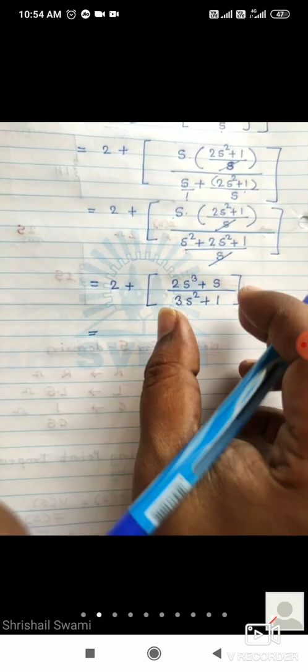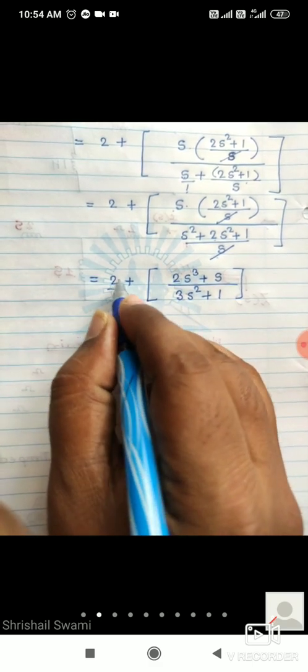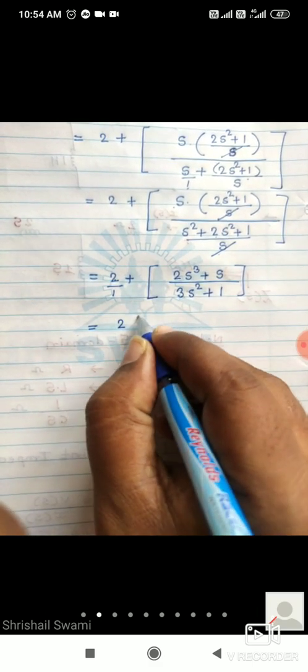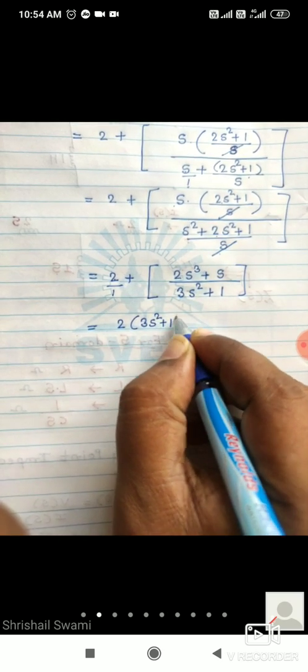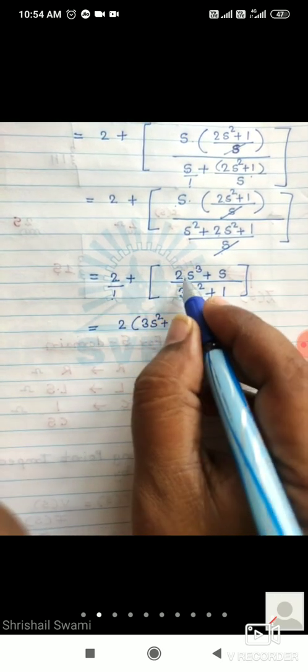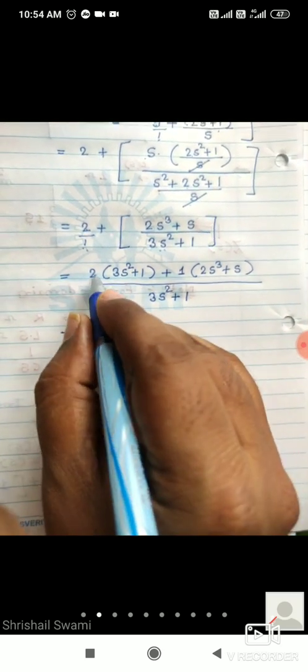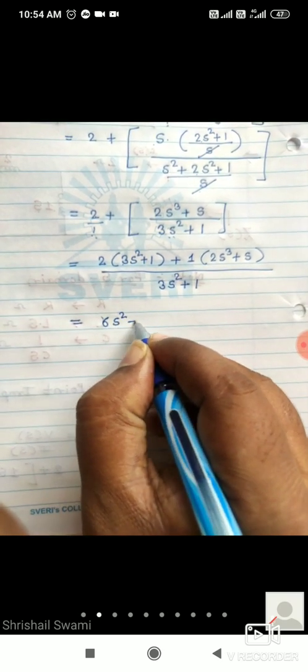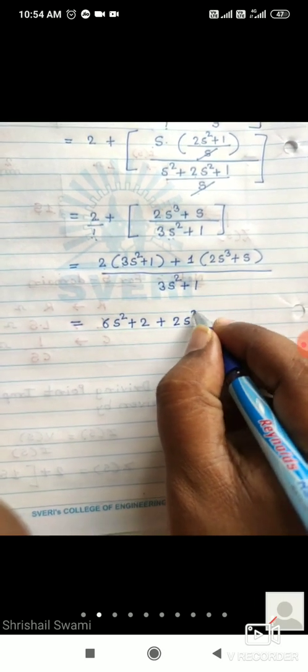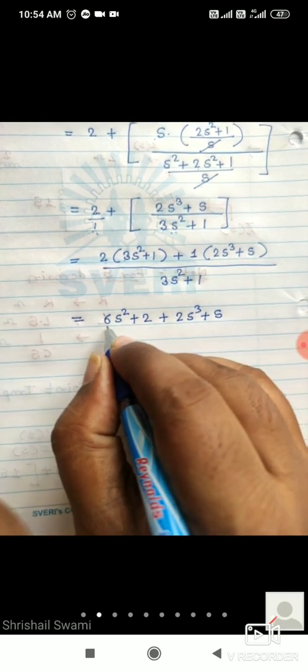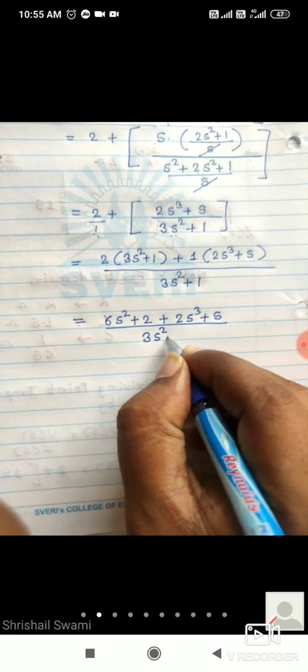Still you have to take, now this bracket and this, you can take the cross multiplication now. 2 into this one, that is 2 into 3s square plus 1. Next, plus sign as it is. Now 1 into this one, that is 1 into 2s cube plus s. Okay, divided by denominator multiplication, that is 3s square plus 1. Now solve the numerator. 2 into 3, that is 6s square, plus 2 into 1 is 2, plus 1 into 2s cube means 2s cube. Next 1 into s means s, divided by 3s square plus 1.